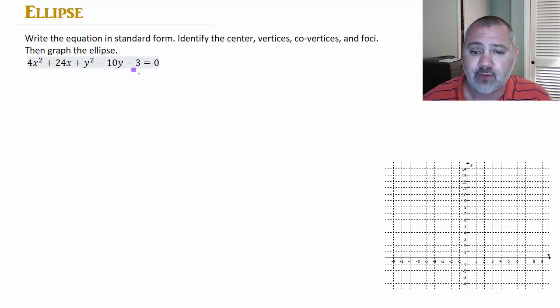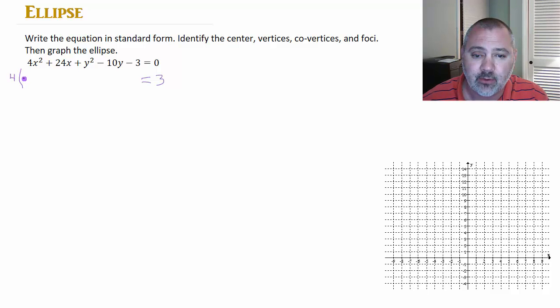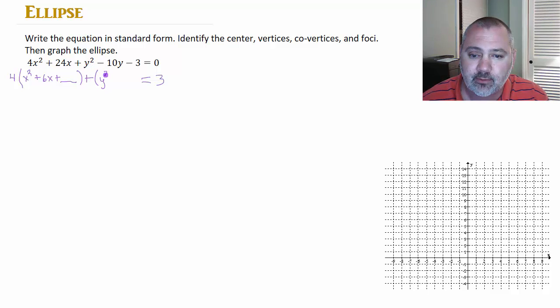So first off, we're going to move the -3 over by adding 3 on both sides. And then we're going to group our x's and factor out the 4 that goes along with it. So that gives us 4 times the quantity of x squared plus 6x plus, I'm going to leave a little space here. Plus, there's nothing to factor out on the y squared. So y squared minus 10y plus a little space here.